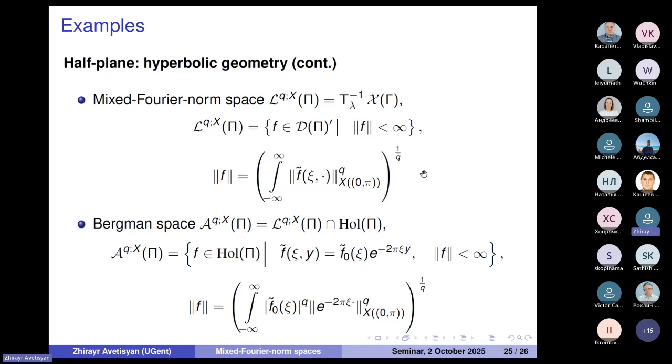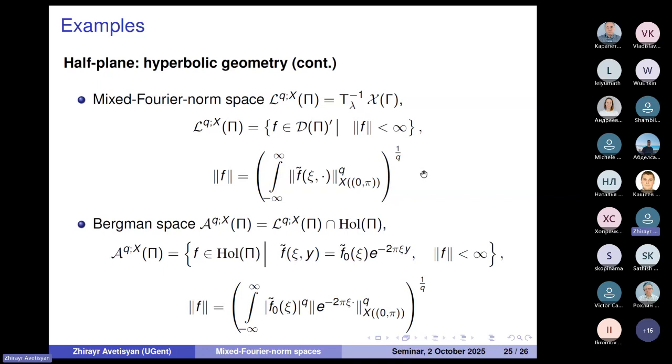Because this factor e to the minus 2 pi psi y can be computed explicitly for given Banach norms, you have just a normed vector space. You can explicitly compute these norms, and then the Bergman space is characterized by its Mellin transform belonging to an explicitly given weighted Banach space. All right.